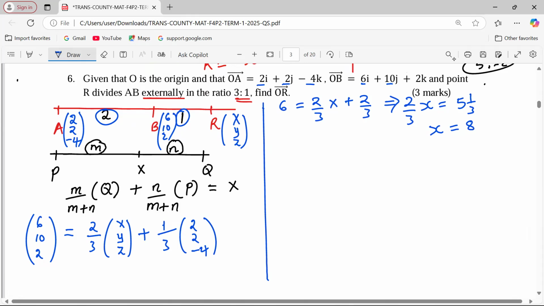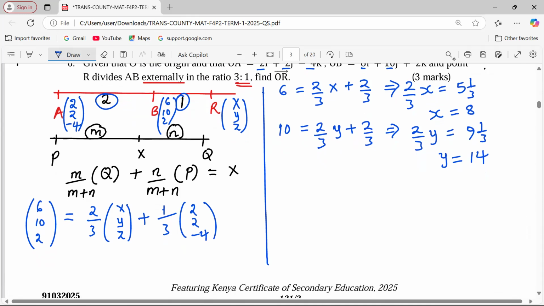So we go to the Y components, whereby we talk about 10 equals 2/3 Y plus, again, 2/3. So we shall talk about 2/3 Y being equal to 9 1/3. So that the value of Y can be given by 9 1/3, we multiply by 3/2. And that gives us exactly 14.